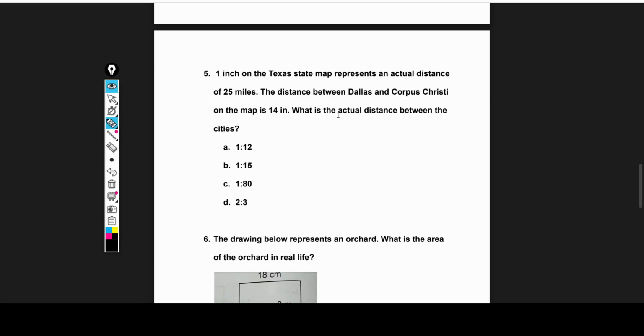Okay, 1 inch on the Texas state map is 25 miles in real life, and there is a 14-inch distance between these two cities. So 14 inches is our original distance, and we want to multiply by a conversion factor. We put the 1 inch on the bottom, the 25 miles at the top. We multiply. 14 inches per inch is 14. 14 times 25 comes out to 350. And don't forget the miles.